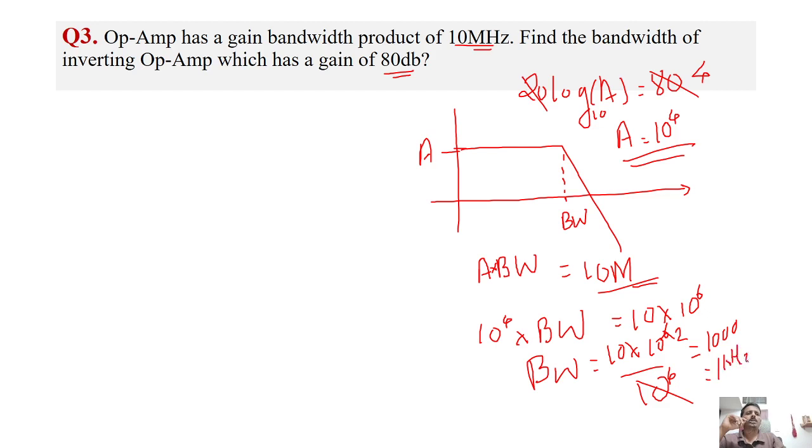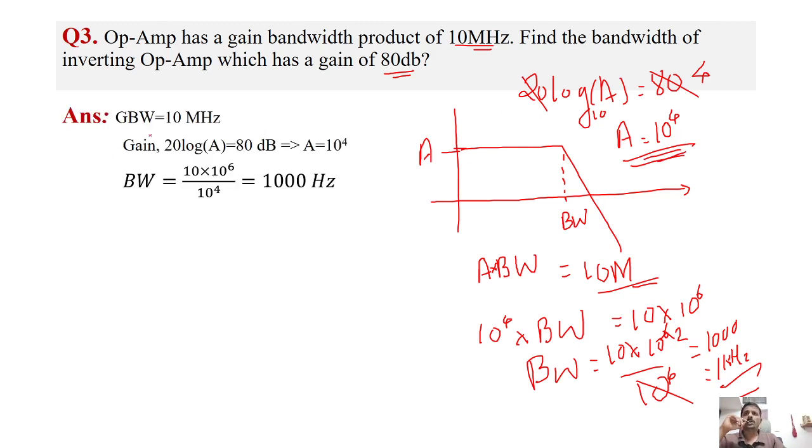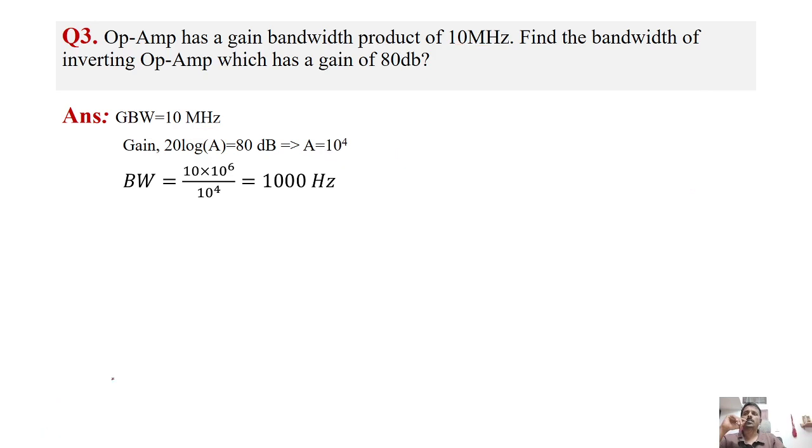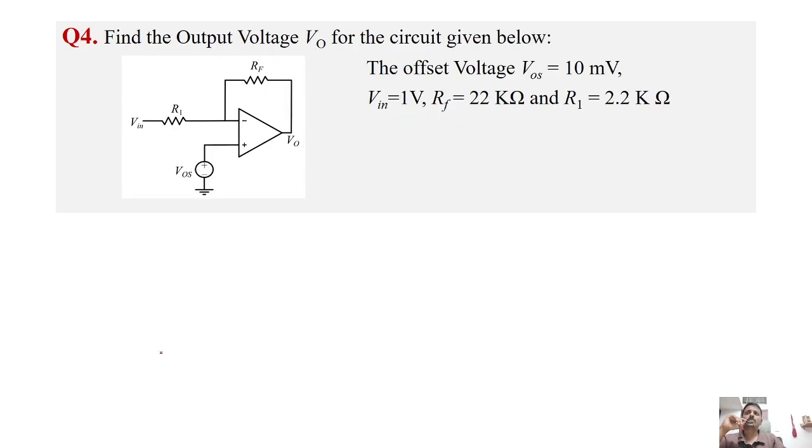So given an inverting configuration, the gain we have made is 10 power 4, which means its bandwidth is reduced to 1 kilohertz. That is what we understand from this question. That is what I have solved here. The gain bandwidth product is 10 megahertz. Again, as mentioned here, the A value will be 10 power 4. On substituting that, we get bandwidth as 10 power 3, that is 1 kilohertz. Okay, so it's a simple question. The third question. Coming to the fourth question, I think it's clear to you all. The fourth question is: find the output voltage V0 for the circuit shown below.